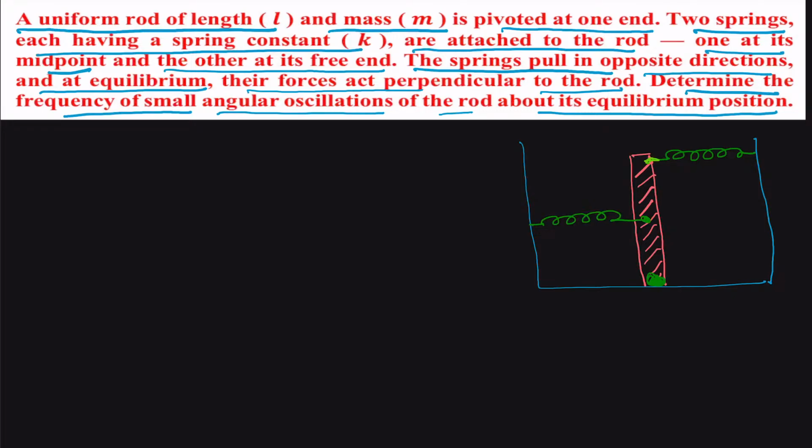Okay, so this is the basic figure for the question, and the spring constant for both the springs is given as K. And we have to find out what the oscillation will be when it moves away from its equilibrium position.